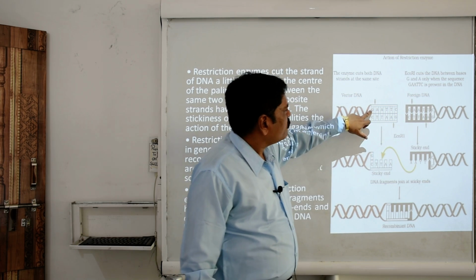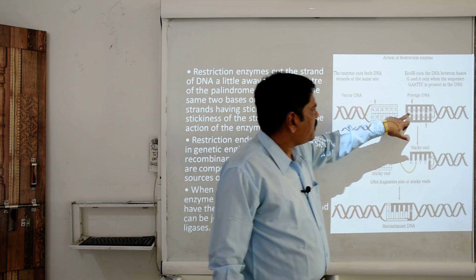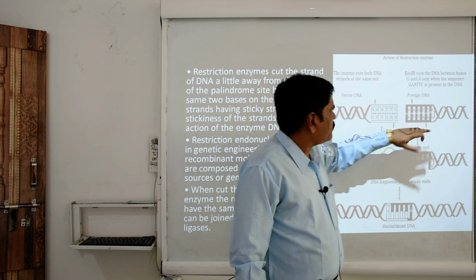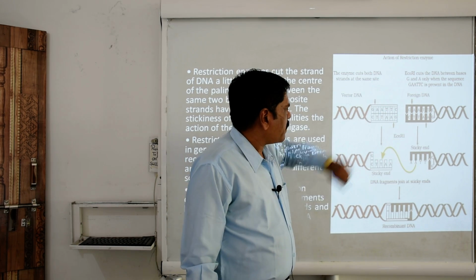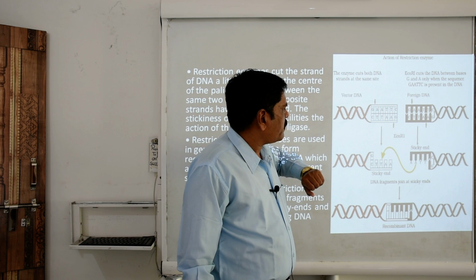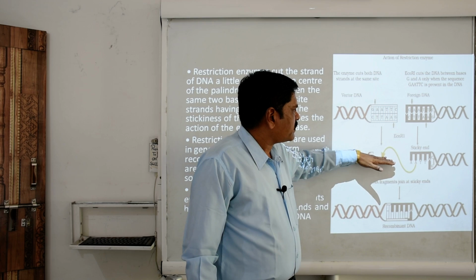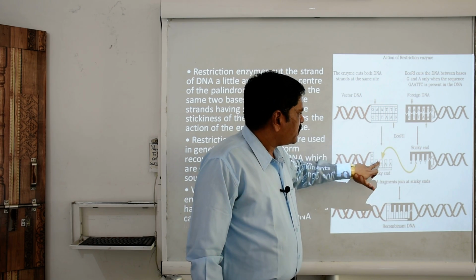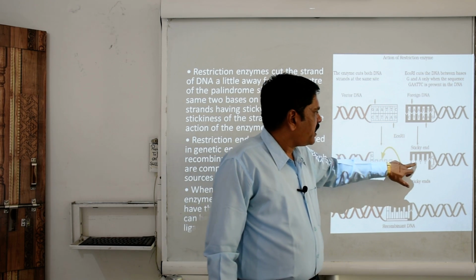Okay, so you can see that here is the GAATTC, here is the GAATTC. Similarly, here is also GAATTC. So first of all, the breakdown of the hydrogen bonds happens and these two get separated. And then what happened? As I told you, it does not cut completely, but it cuts in such a way that it leaves a free end. Similarly, AATT and here is AATT.